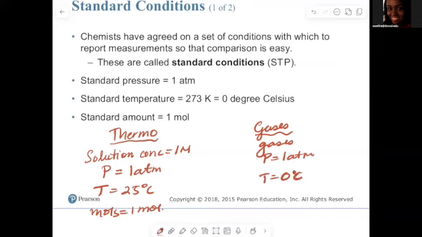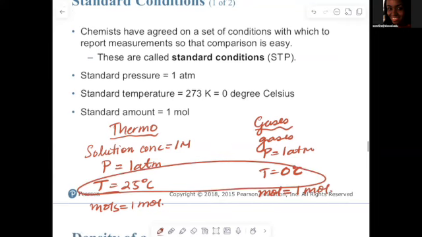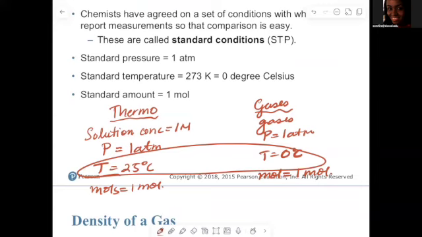I just kind of glossed over this information. When the teacher was talking, I was like, I got this. And of course, I didn't get it. I started getting questions wrong, and I was not very happy with that. Moles will be 1 mole. So just be aware of this critical difference. Temperature is different.